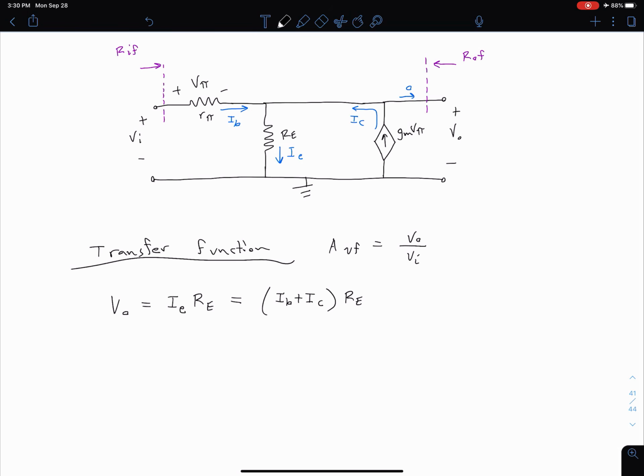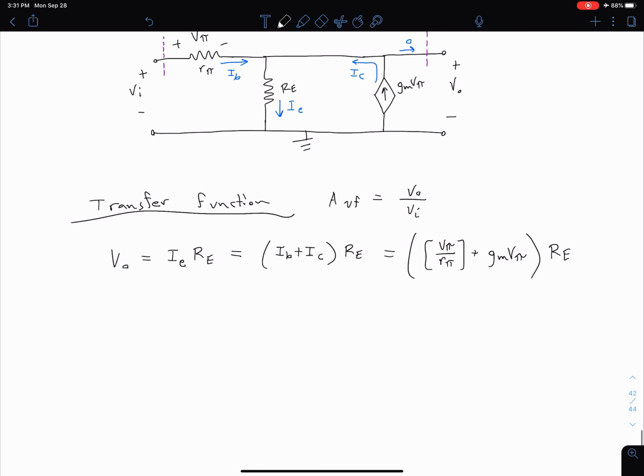Now our base current we can say is equal to V pi divided by R pi. So our base current is just V pi divided by that diffusion resistance R pi. And our collector current is GM times V pi. So now we have that, all of that still multiplied by our emitter resistance R sub E. So we can factor out a V pi as well, so that we have 1 divided by R pi plus GM times RE, times V pi.